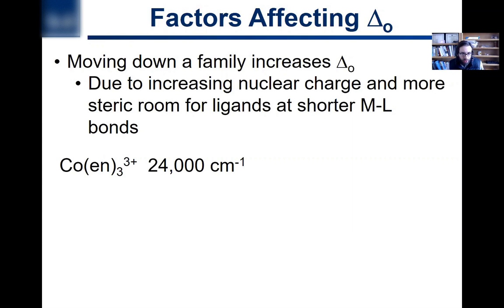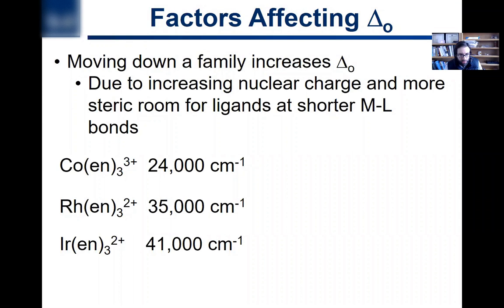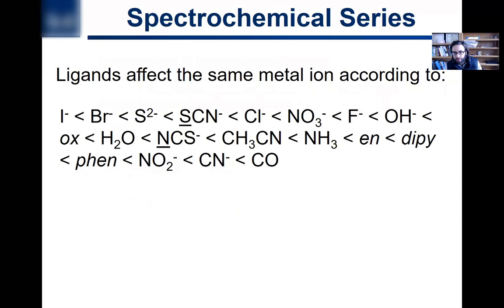So if you look at this cobalt 3+ complex, you've got 24,000 wave numbers for the magnitude of delta O. You go down one on the periodic table to rhodium, the analogous rhodium complex, and you've got 35,000 wave numbers, and then you go down to iridium, one step down, the third row transition metal, now you've increased it further. So those are very straightforward trends. Increasing charge increases your delta O, and moving down a family also increases your delta O.